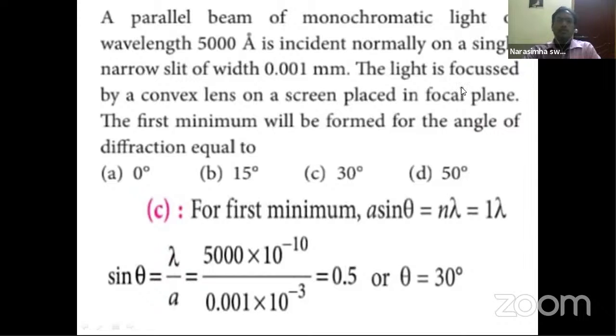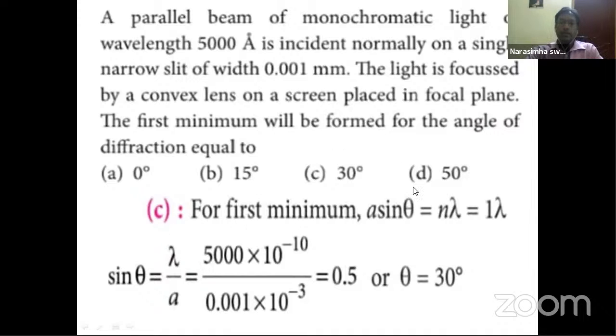We'll conclude with this problem. The light is focused by the convex lens on the focal plane. The first minimum will be formed. On the screen, at what angle will the first minimum spot appear in the diffraction pattern, measured from the center?